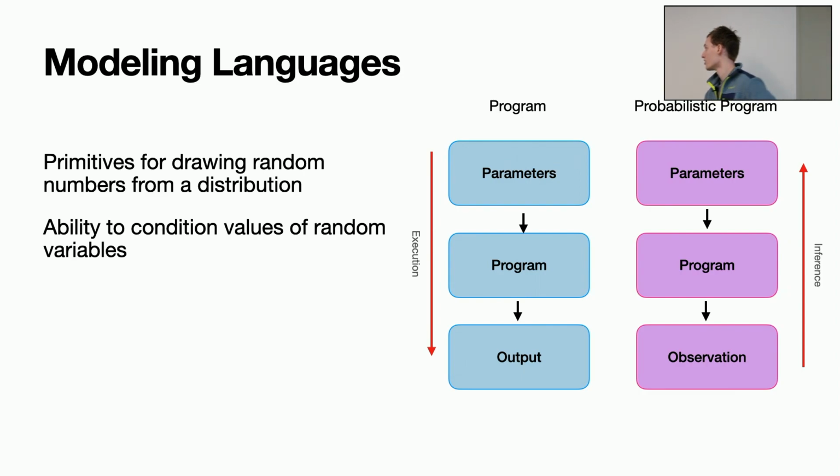So here's the comparison. Your normal program has parameters. Then there's the actual code of the program, and it yields an output, and we call that execution. For our probabilistic program, we also have parameters and program code, but we generate observations. And now with inference, we want to go from observations to likely parameters of our model.